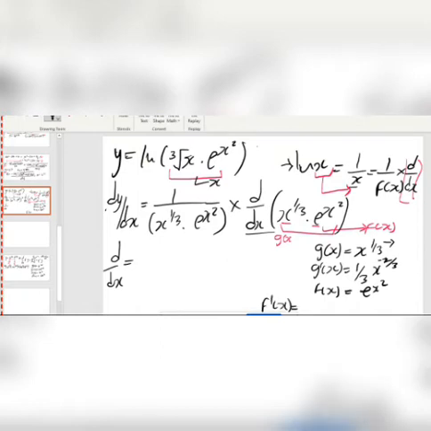Anyone to answer this? What are you going to get when you differentiate e to the power x squared? Anyone to answer? No, I disagree. This is your f of x, guys.